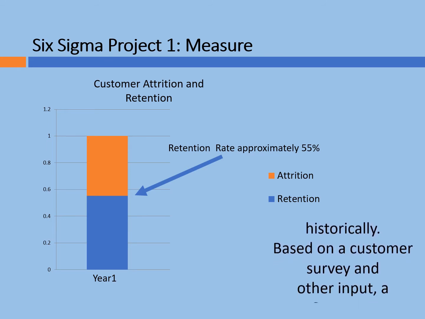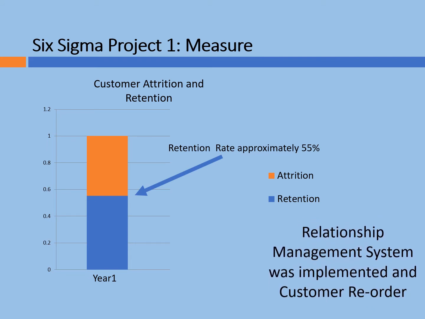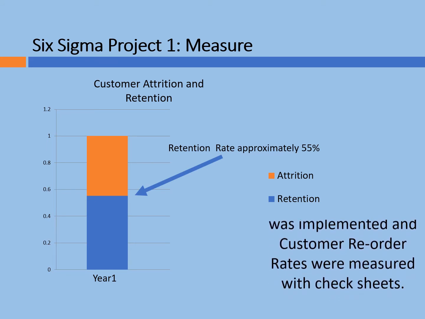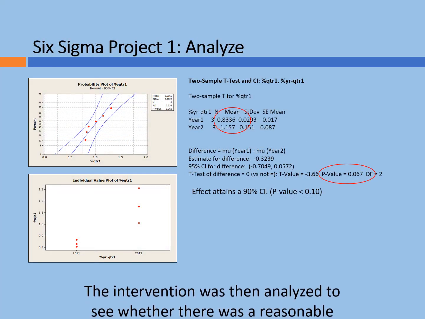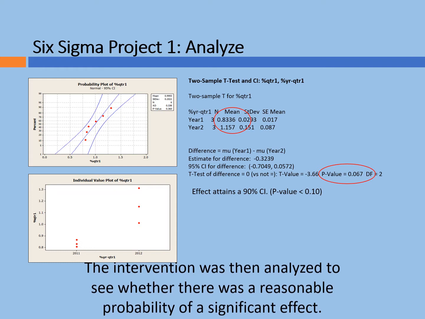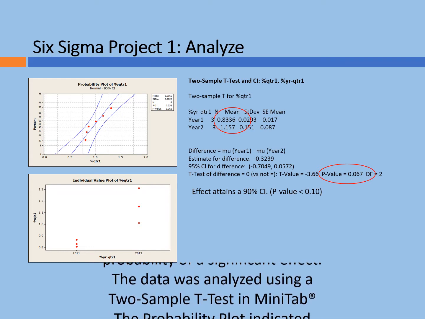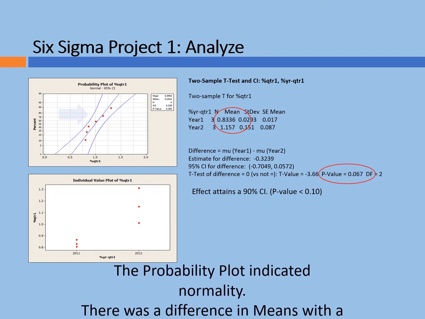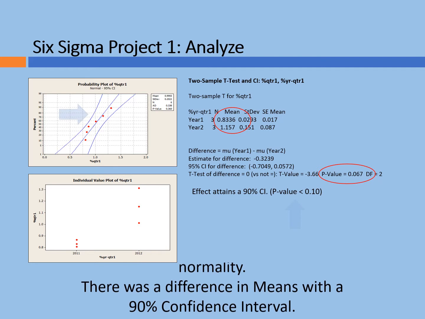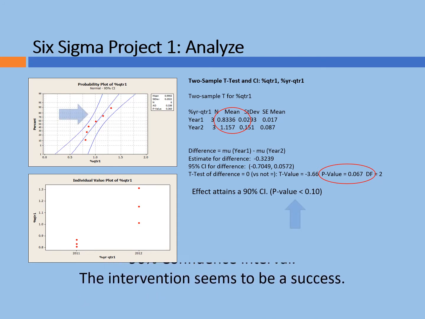Based on a customer survey and other input, a customer relationship management system was implemented and customer reorder rates were measured with check sheets. The intervention was then analyzed to see whether there was a reasonable probability of a significant effect. The data was analyzed using a two-sample t-test in Minitab. The probability plot indicated normality. There was a difference in means with a 90% confidence interval. The intervention seems to be a success.